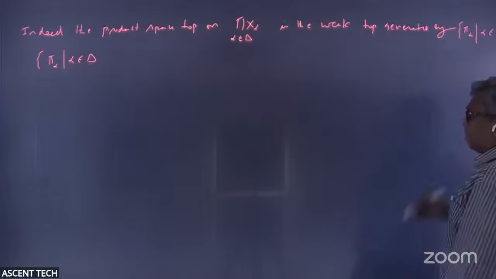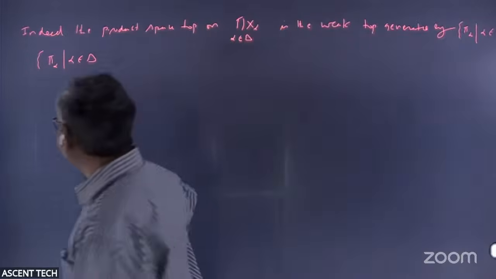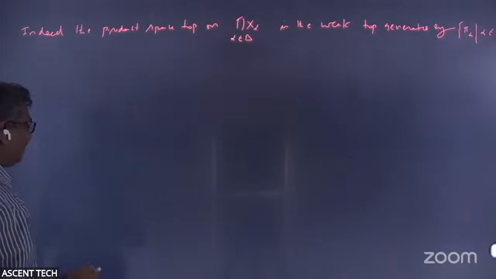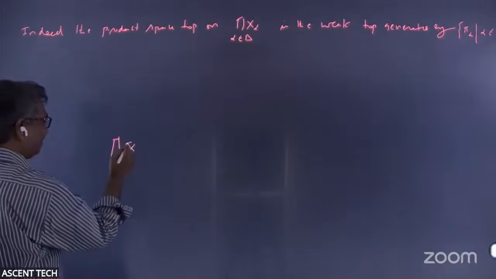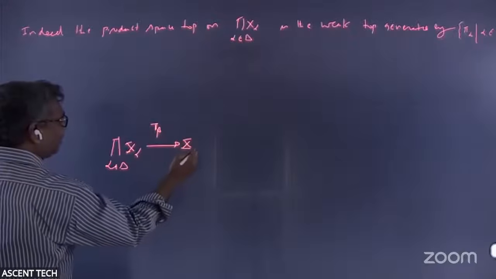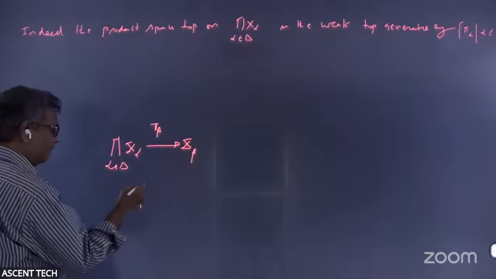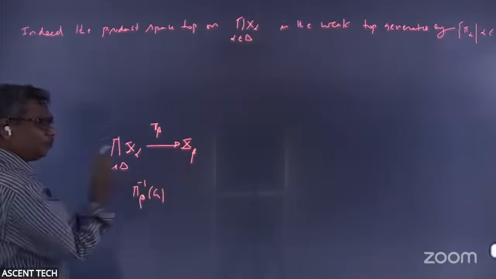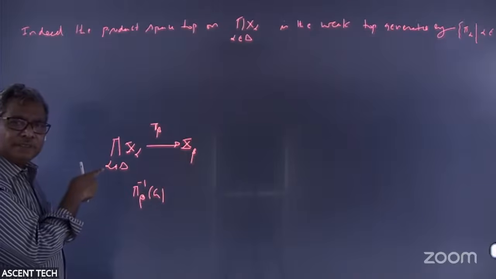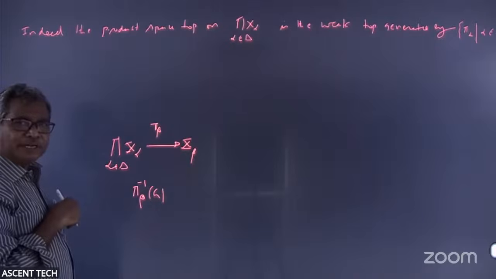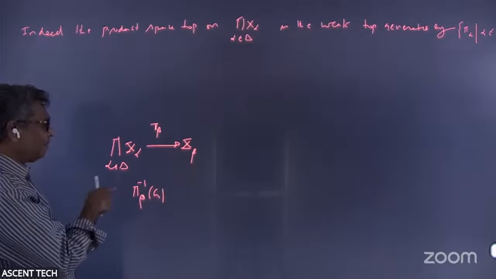Can you visualize that? So what is that? Product of X alpha, alpha in delta, each pi beta is going to X beta. If I want each pi beta to be continuous, I want every pi beta inverse of an open set here to be an open set in the product space. And this is a sub-basic open set, really. So all the sub-basic open sets are actually inverse images under pi betas of open sets there.